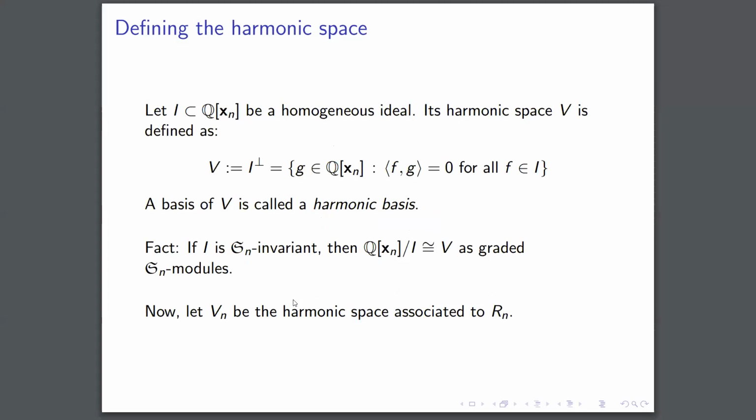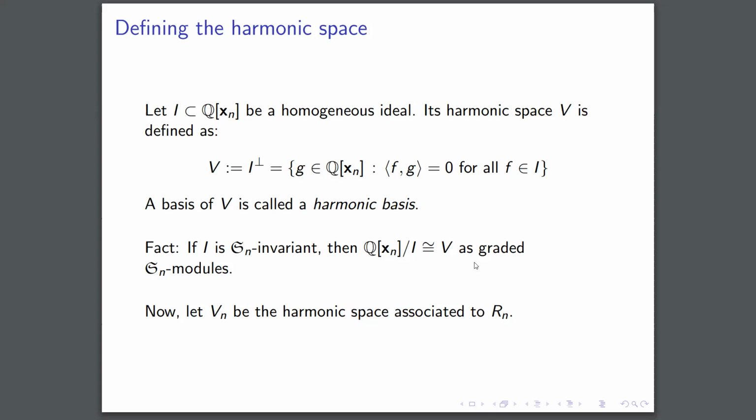With this inner product, we can define the harmonic space. Let's say we have an ideal called I. Then its harmonic space is defined to be the set of all polynomials g such that the inner product between f and g vanishes for all f in this ideal. A basis of V is often called a harmonic basis. And we know that if I is Sn invariant, then this quotient and V are isomorphic as graded Sn modules. This is correct in our case.